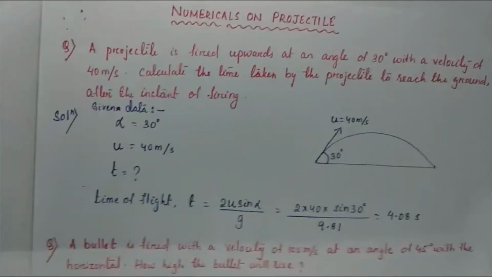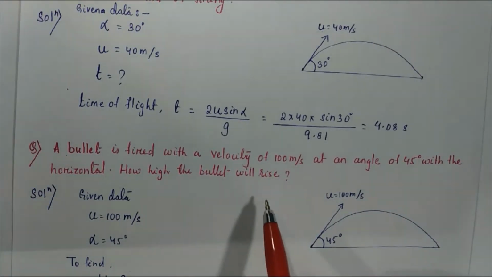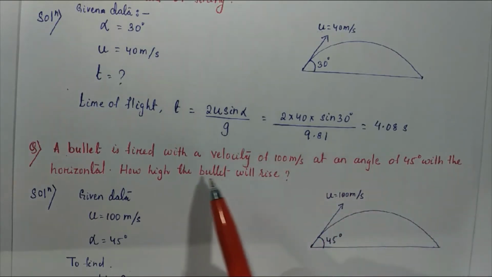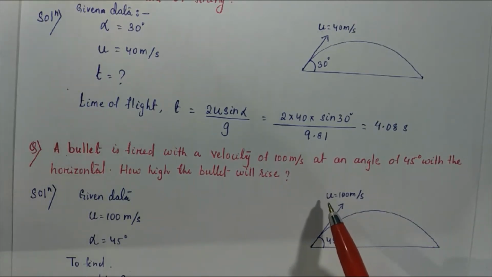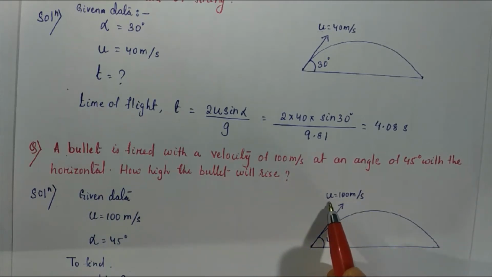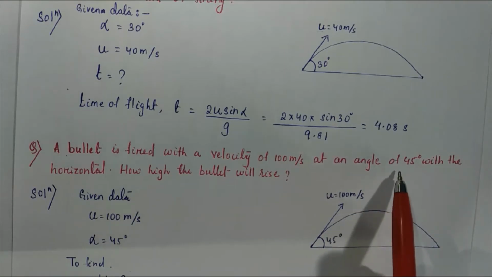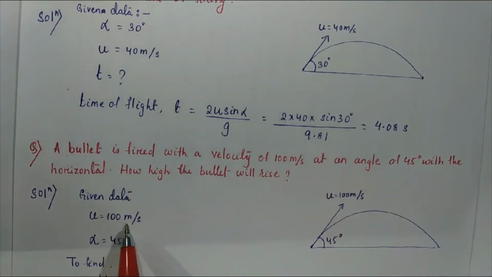Next question. A bullet is fired with a velocity of 100 meter per second at an angle of 45 degrees with the horizontal. How high will the bullet rise? So here, according to the question, the velocity of projection, u, is 100 meter per second, and the angle of projection is 45 degrees. So u equal to 100 meter per second, alpha equal to 45 degrees.